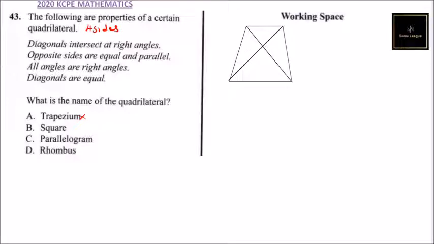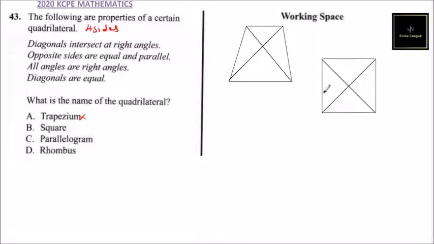The other one is a square. We can draw a square and see if it meets these conditions. Let's start with the diagonals. That is one diagonal, and this is another diagonal. So we check the properties. Diagonals intersect at right angles. Yes, that's correct. So the square meets that condition.